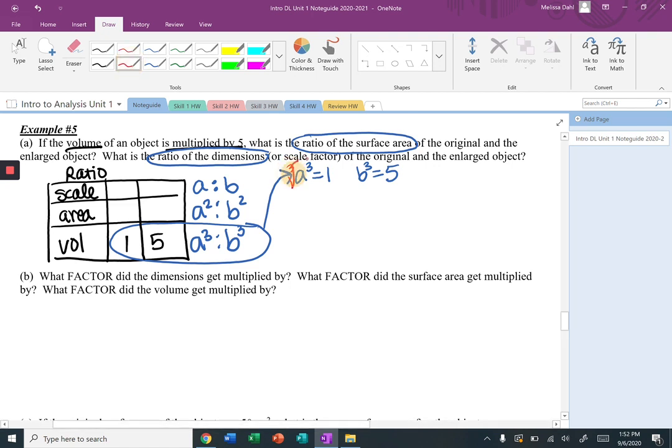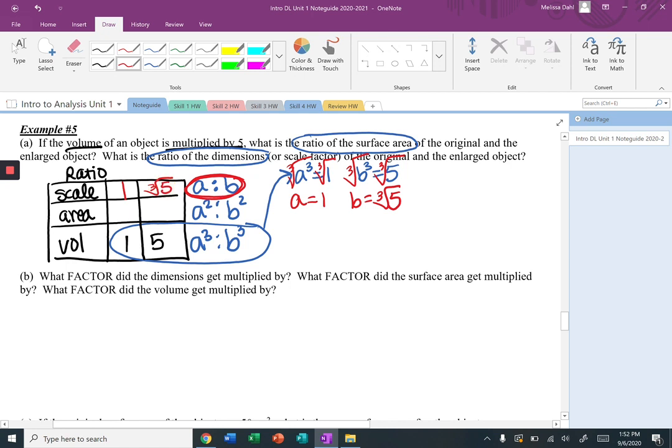So the cube root of 1 is 1. The cube root of 5, I don't know, and I'm just going to write it as the cube root of 5. That's fine. So those are my a's and my b's. Now I can go and fill those into the chart. This side length or scale ratio of a to b, I now know is 1 to cube root of 5. And you might not like cube root of 5, but remember, it's just like 1 point something.